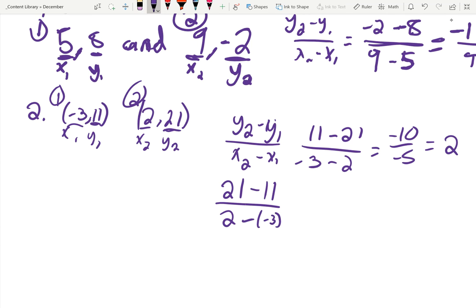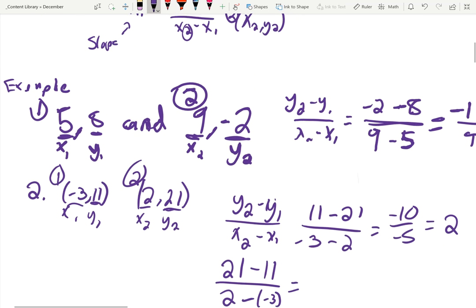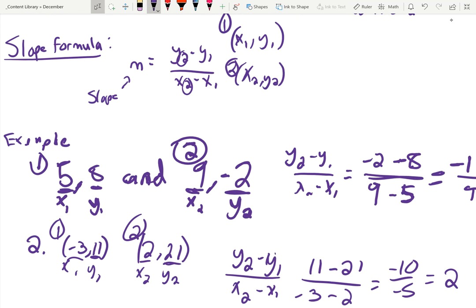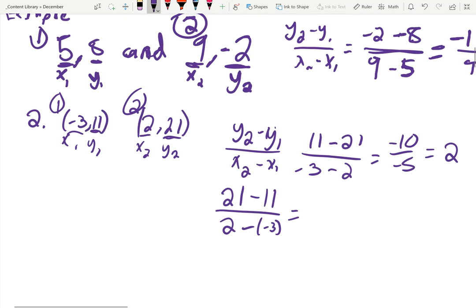So we're subtracting a negative. Be very mindful of that. You're always subtracting in the formula. The formula has subtracting in it, you'll notice it's always minus, right? That's part of the formula. This simplifies: 21 minus 11 is 10, and 2 minus negative 3 is really 2 plus 3, which makes 5, which 10 over 5 reduces to positive 2.